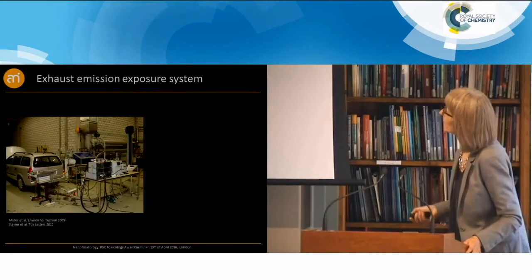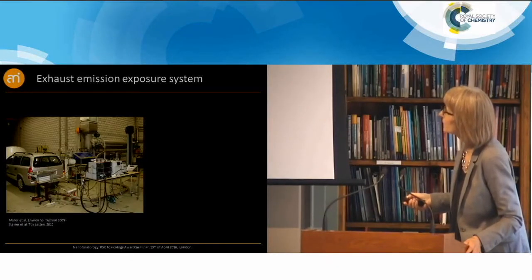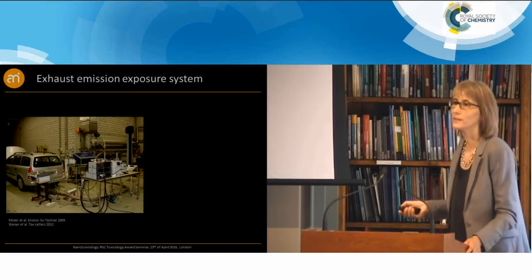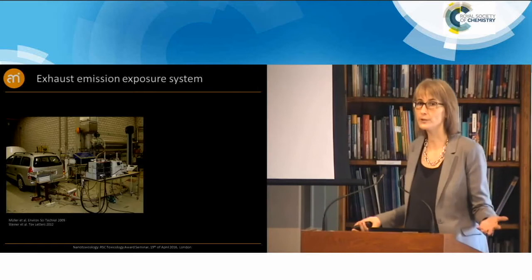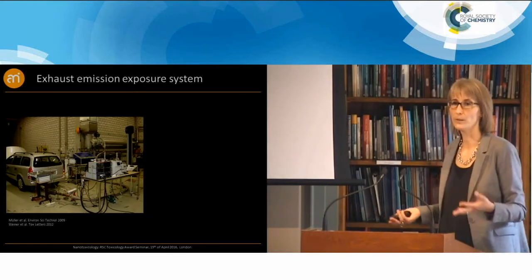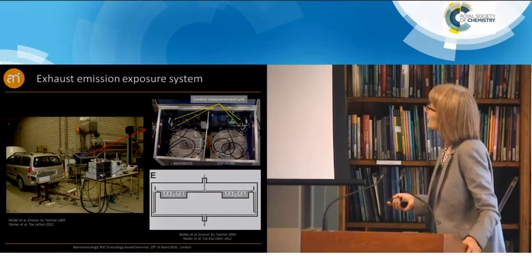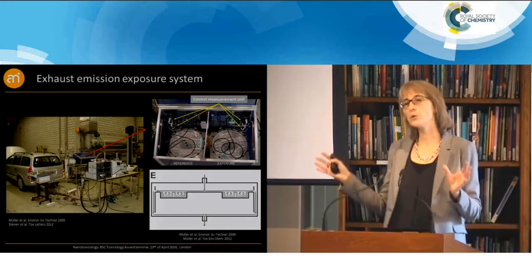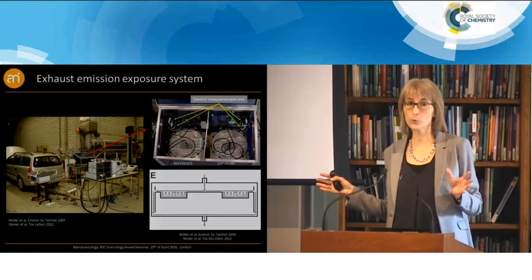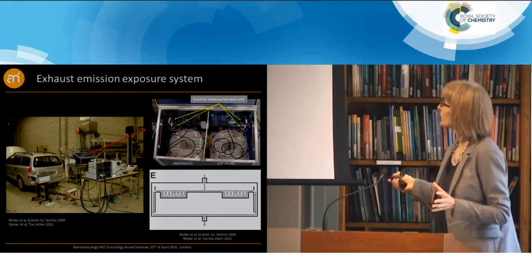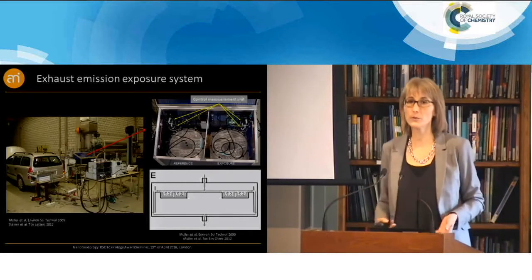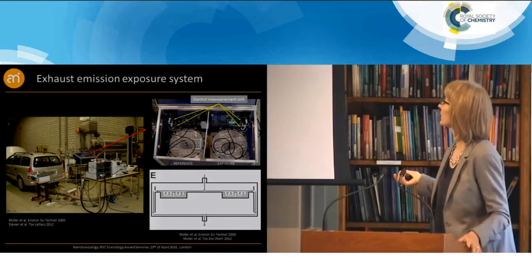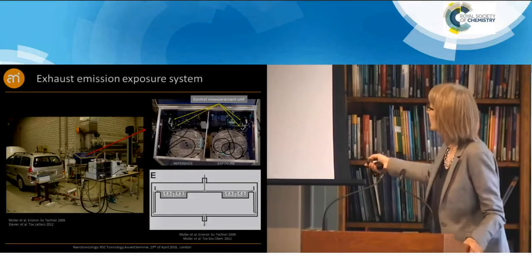So this is again a picture, the car with the pipe, and then here the measurement devices. So you really need an engineer and a biologist to do the experiments in parallel. And the advantage of the system is that we have two parallel exposure chambers. So on one side we can expose the cells to the exhaust, but on the other side we expose them to filtered air. So this is our reference culture, so no particles and no volatile compounds.